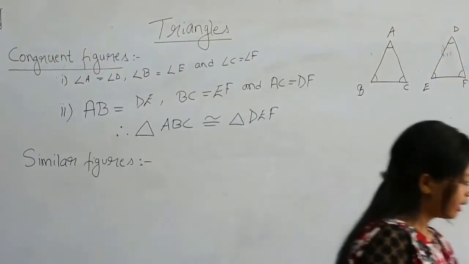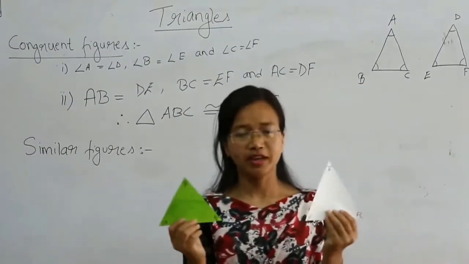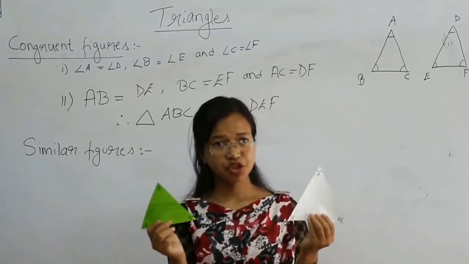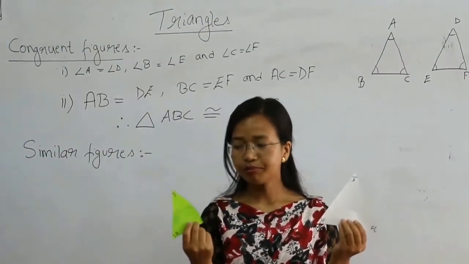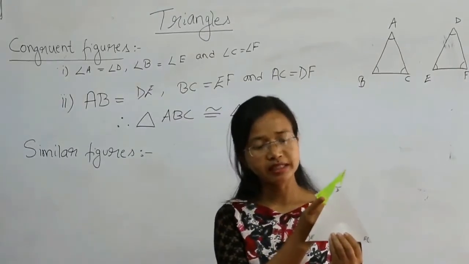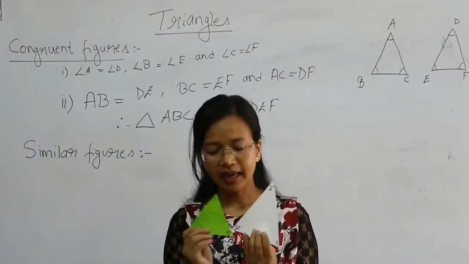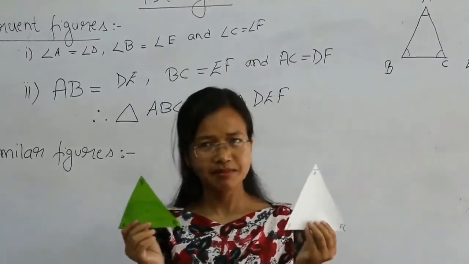Again, now have a look at these two triangles. These two triangles, again, are of the same shape because they have the same angles. Here angle P will be equal to angle D, angle Q must be equal to angle E, and angle R is equal to angle F. But now, are they of the same size?